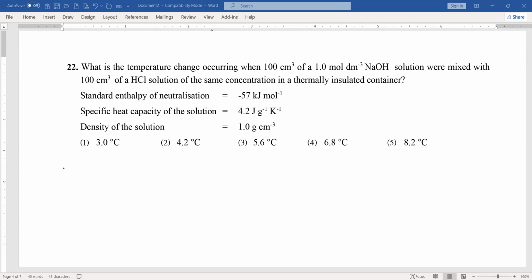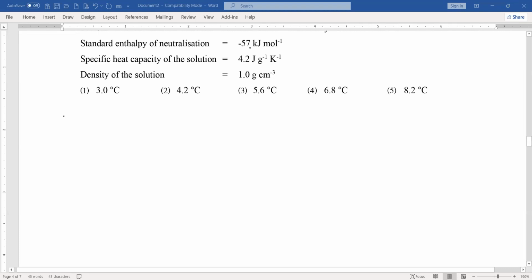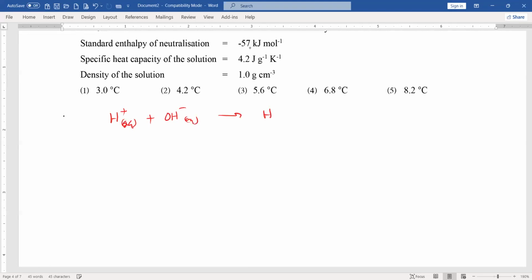Standard enthalpy of neutralization is the formation of 1 mole of water from aqueous H plus ions and aqueous OH minus ions. This is the neutralization. For this reaction, the standard enthalpy change is given. If you form 1 mole of water, then the enthalpy change is 57 kilojoules per mole. Per mole means if you produce 1 mole, the amount is this much.